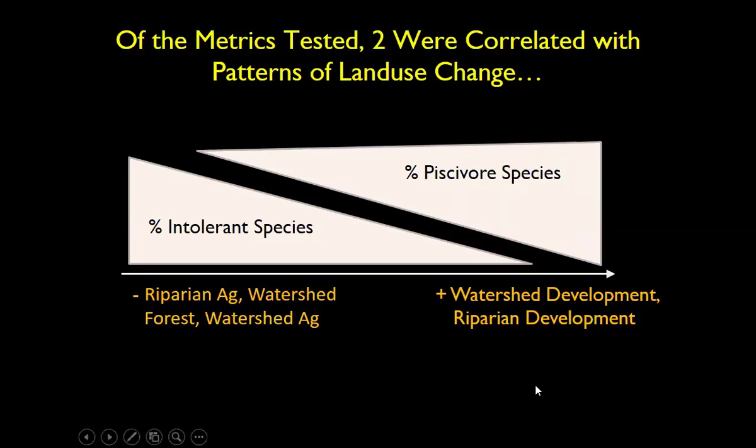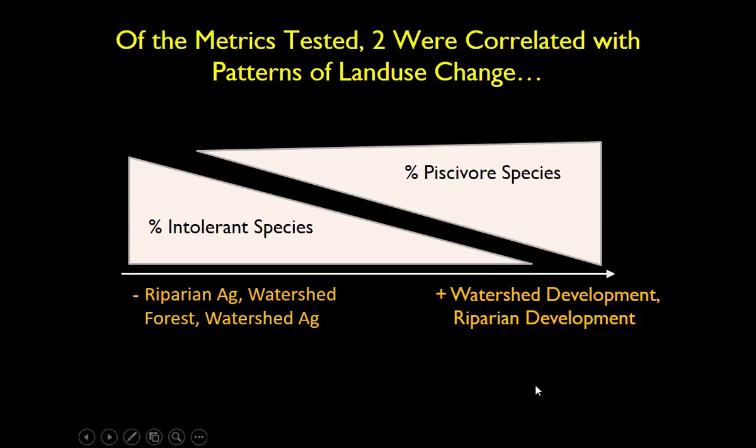But I think, let's see. I'm sorry, this is a negative. So this is not just a dash, it's a negative. Sorry, I made this too late at night. So with the riparian ag and watershed level ag, as that increased, the percent intolerant species decreased. That wasn't making sense to me, but that's what it was. So these were variables that were negatively correlated with percent intolerant species.